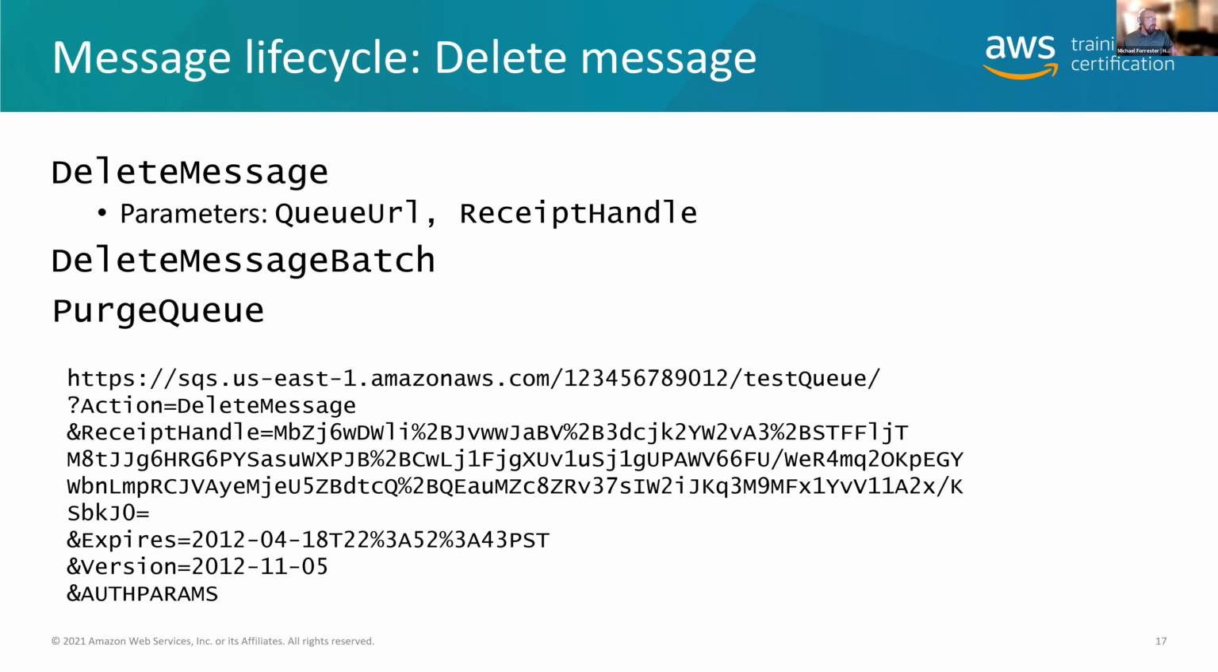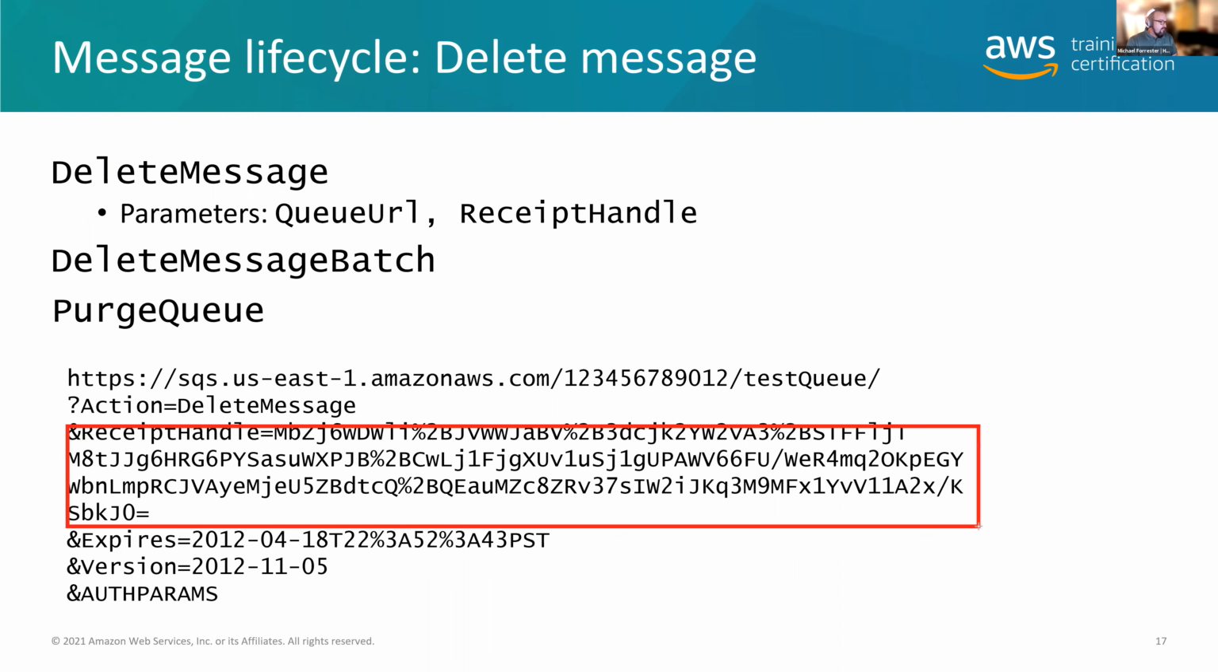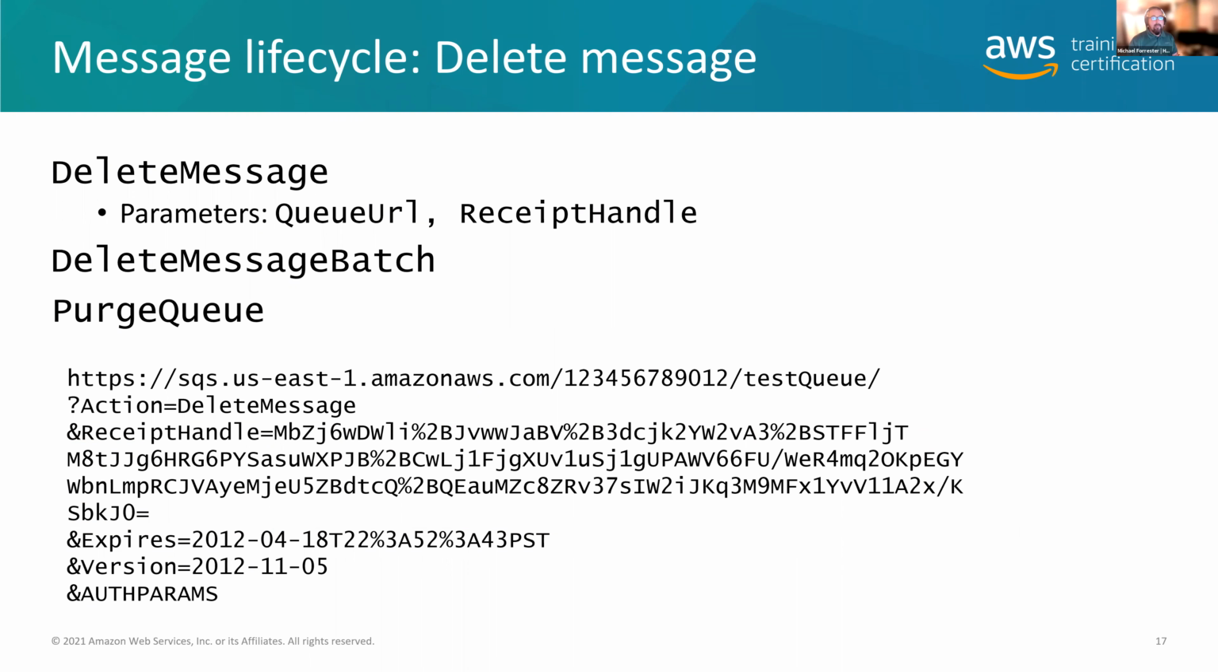Oh, there it is. There are the parameters for URL and receipt handle. Notice the receipt handle is listed there as a large alphanumeric string. If we look down under HTTPS, right in this little section, you can see the receipt handle. Obviously, when you read the message, you get a receipt handle, so you want to hold on to that.